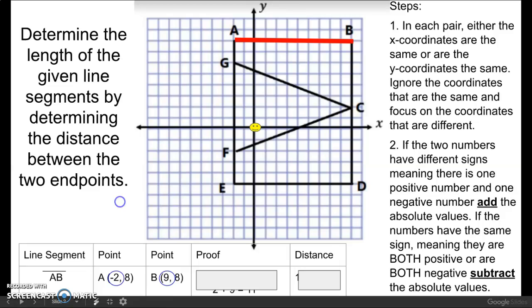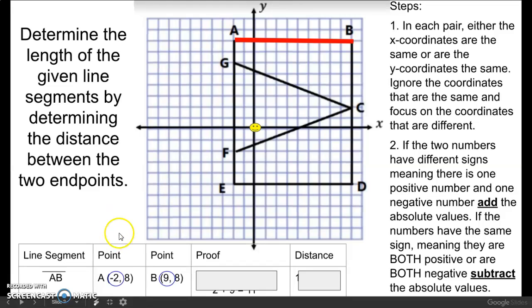Now let's look at the y-coordinate for both. The y-coordinate for point A is 8. The y-coordinate for point B is 8. These are the same. Remember, we're going to ignore the coordinates that are the same and only focus on the coordinates that are different, which in this example would be our x-coordinates. Now that we have our coordinates that are different, we need to decide what we're going to do.